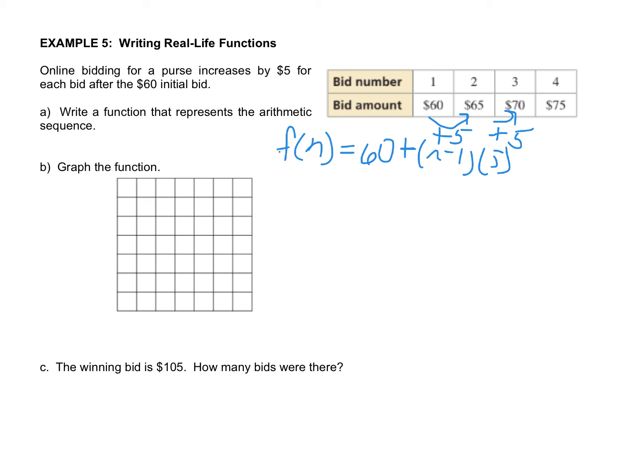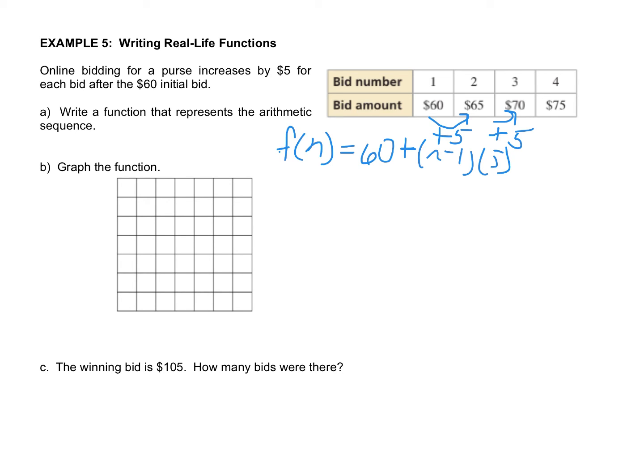And here you can see that I plugged in the formula. So f of n equals 60, which is my initial amount to bid, that is my first in the sequence. Then we have plus n minus 1, which we always have. And then the common difference in this case is a positive 5. Now on the previous one we had a negative 3 because it was going down. Notice this one is going up.